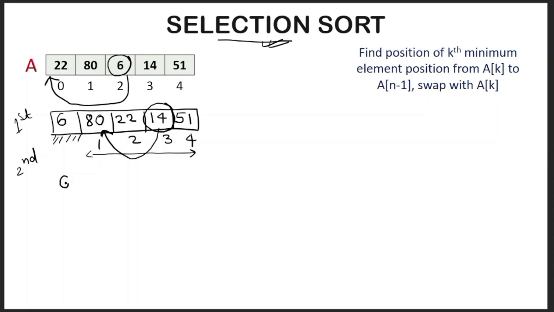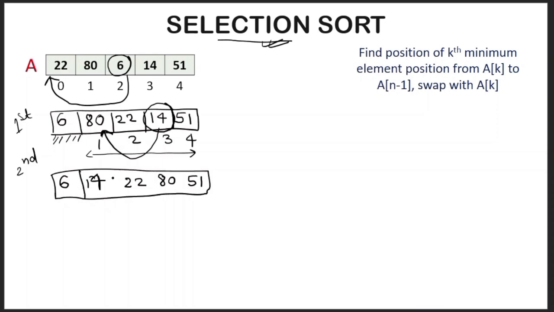So after the second pass, you are going to have 6, 14, 22, 80 and 51. This is the position of elements in your array after the second pass of the selection sort algorithm. So 6 and 14 are sorted. The remaining unsorted part of the array is from position 2 to position 4.